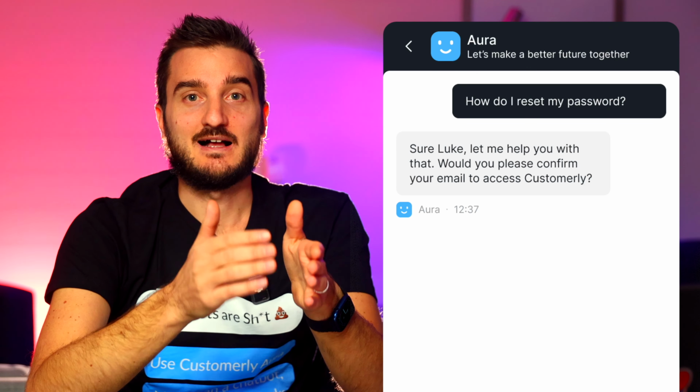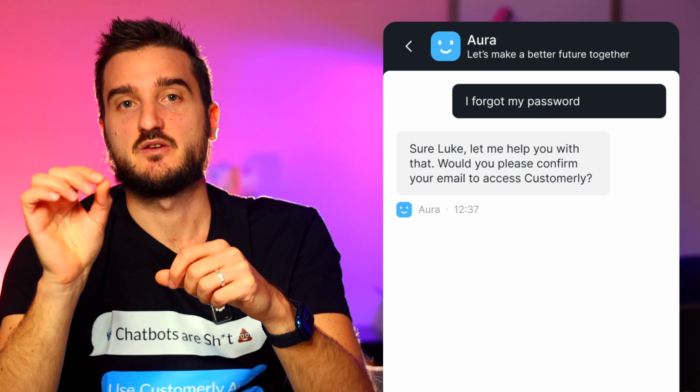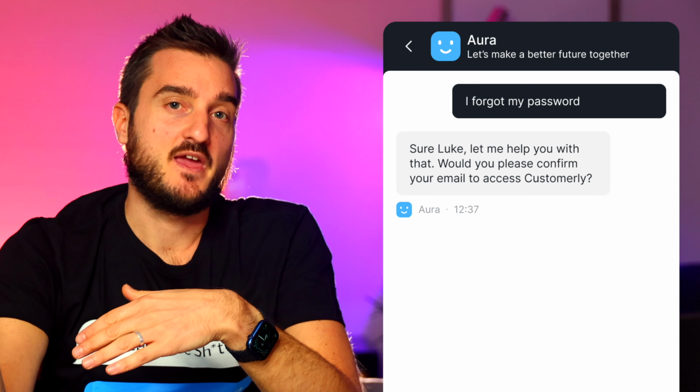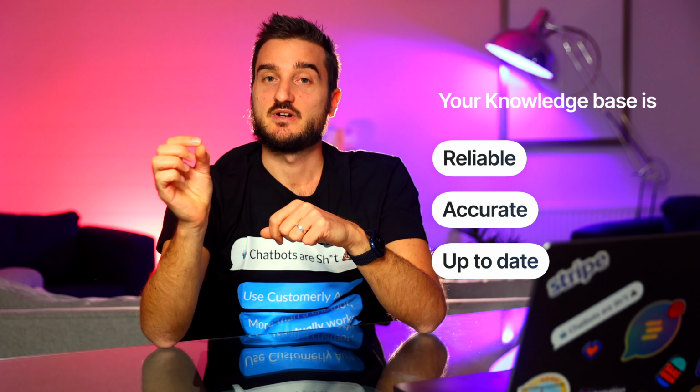Here's the cool part. You don't have to teach it every possible way someone might ask a question. For example, whether a customer asks, how do I reset my password? Or, I forgot my password. Generative AI can figure out that both mean the same thing. What really matters is that your knowledge base is reliable, accurate, and up-to-date.